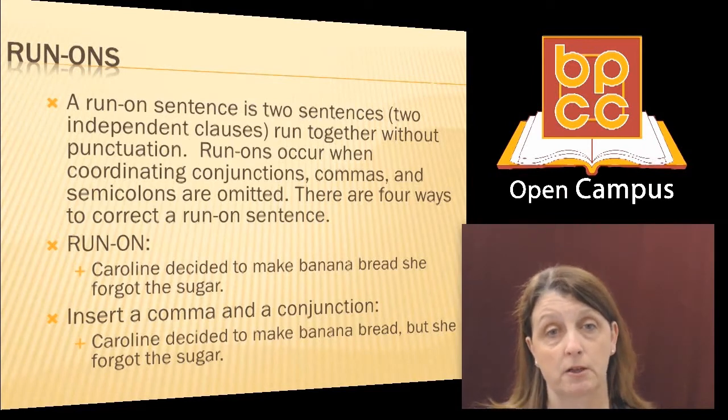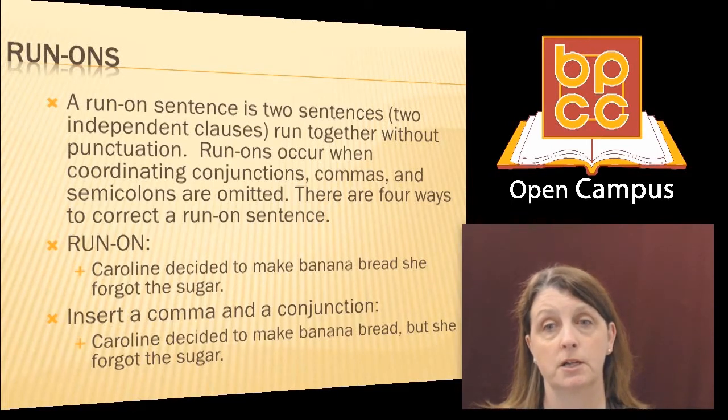Our first independent clause is Caroline decided to make banana bread. Our second independent clause is she forgot the sugar. And we put them together with no conjunction, no comma, and no semicolon. It's a run-on. So let's fix it. Here's the first method, the one that we're the most familiar with. Put in a comma and a conjunction.